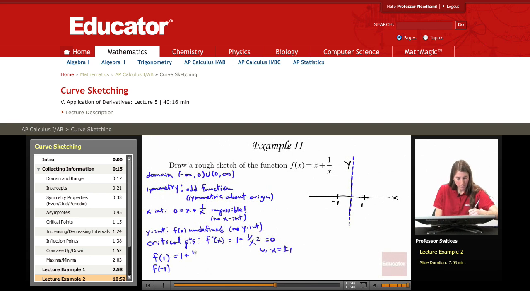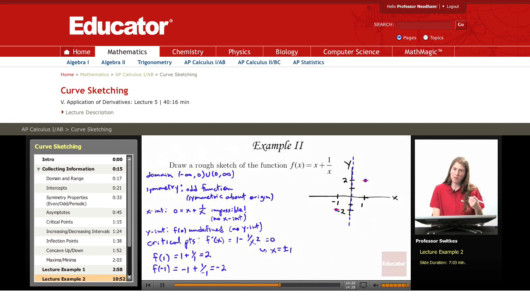F of 1 is 1 plus 1 over 1, which is 2. F of -1 is -1 plus 1 over -1, which is -2. So now I'll set up a scale on the y-axis. So maybe something like that. Again, the scales on the x and y axes can be different. We just have to be consistent within each scale. So f of 1 is 2, and f of -1 is -2. And you can see the symmetry about the origin. Okay, and we have horizontal tangents at those points, so I'm going to indicate that for myself.